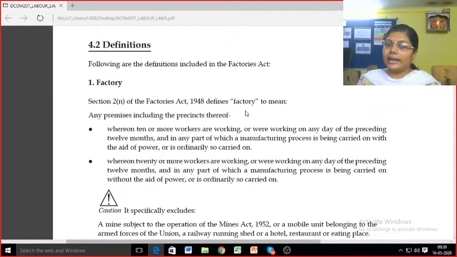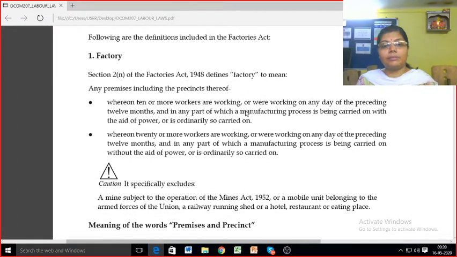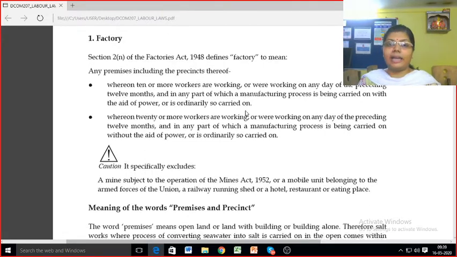जो फैक्ट्रीज एक्ट के हिसाब से जो डेफिनेशन है, फॉलोइंग आर द डेफिनेशन इंक्लूडेड इन द फैक्ट्रीज एक्ट. तो अब हम लोग बिल्कुल एक्ट में आ जा रहे हैं. अकॉर्डिंग टू फैक्ट्रीज एक्ट, व्हाट आर द डेफिनेशन? फर्स्ट डेफिनेशन इज फैक्ट्री. Section 2, subsection N of the Factories Act 1948 defines factory to mean any premises including the precincts thereof. अब क्या है?